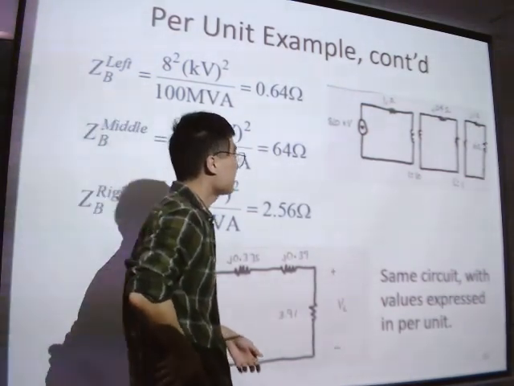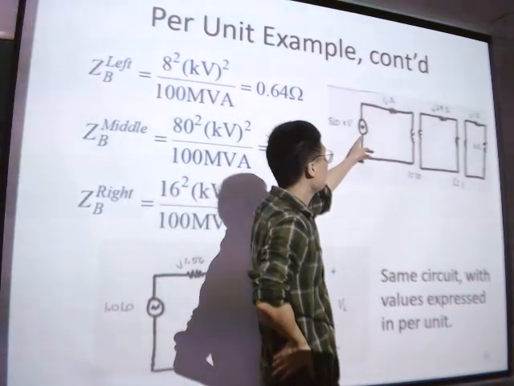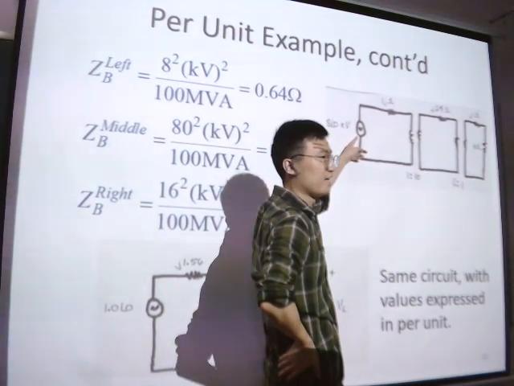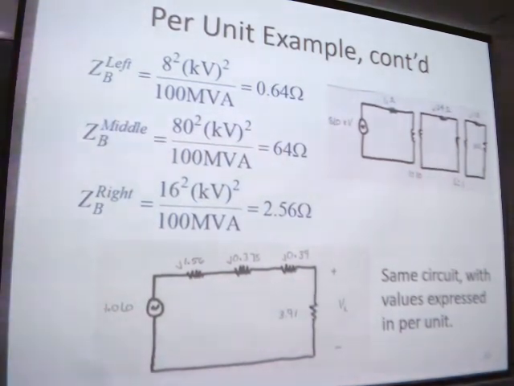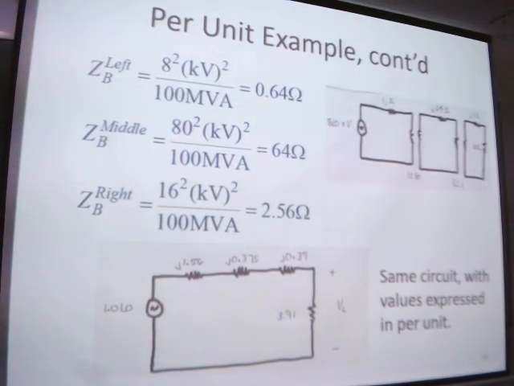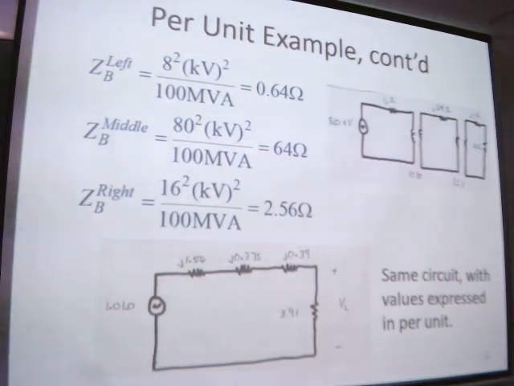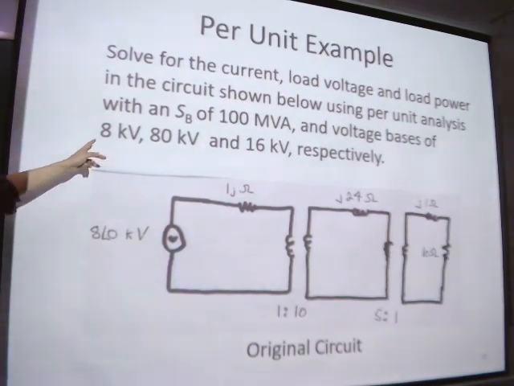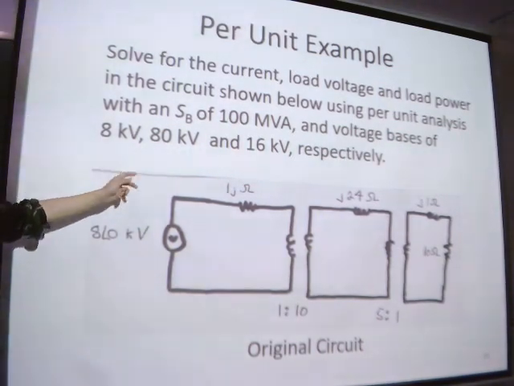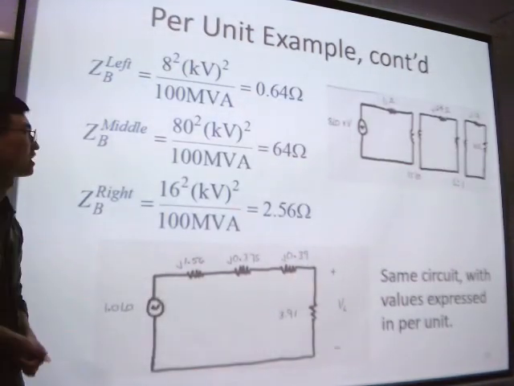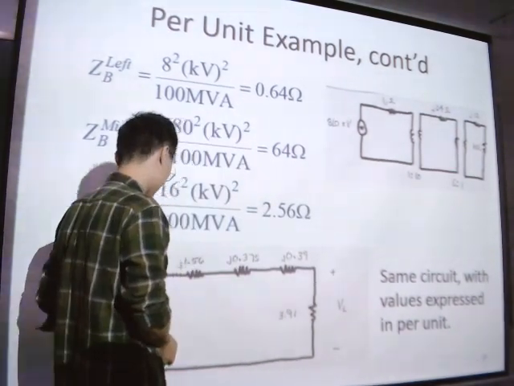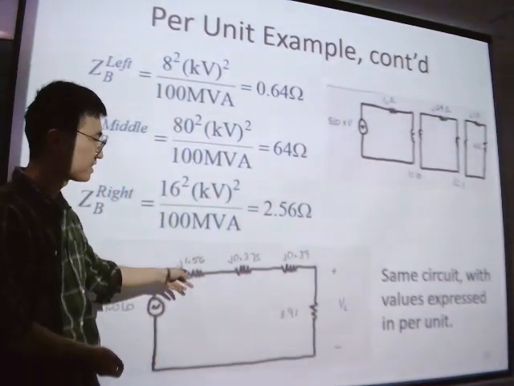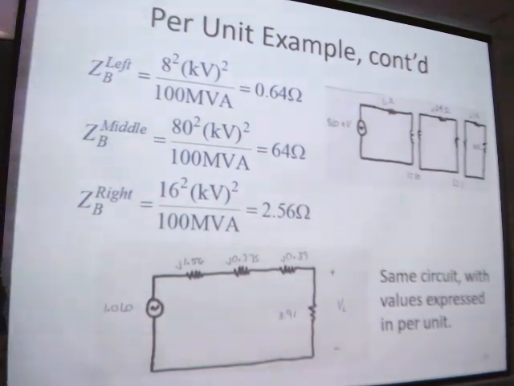Okay, so you can see that the original value is H kilowatt. Right here is 1 PU. Why is it 1? Because the base is H kilowatt, right? So H kilowatt divided by H kilowatt is 1. And what is this? Do the same thing, okay?